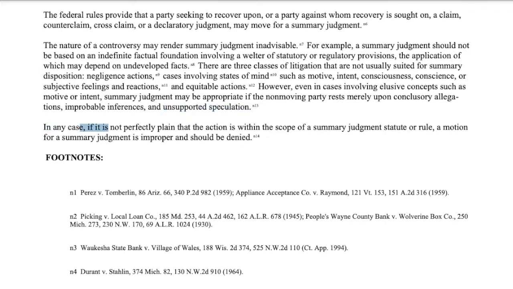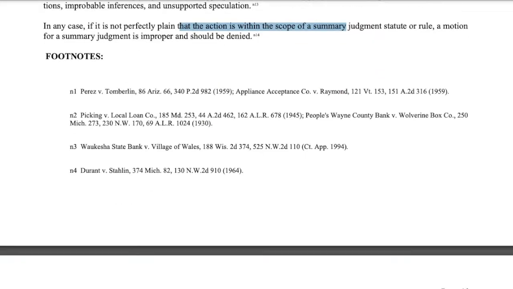In any case, if it is not perfectly plain that the action is within the scope of a summary judgment statute or rule, a motion for summary judgment is improper and should be denied. If it is not perfectly plain, that means every part of it is plain, that the action is within the scope perfectly.